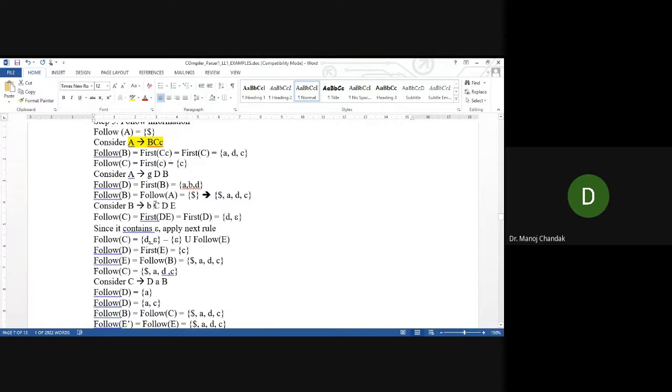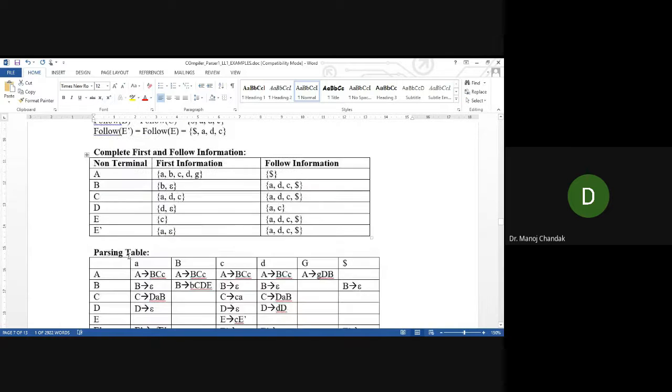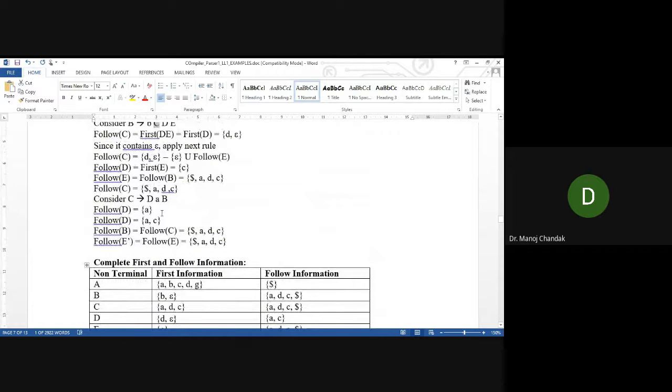Okay. So if I take C, I will have to compute follow of C, which is first of D, epsilon, and the first rule continues as long as possible. So very important: first rule continues as long as possible. Okay.